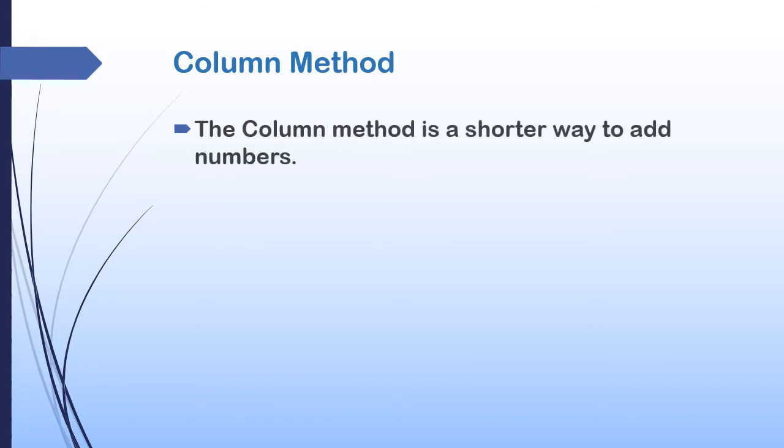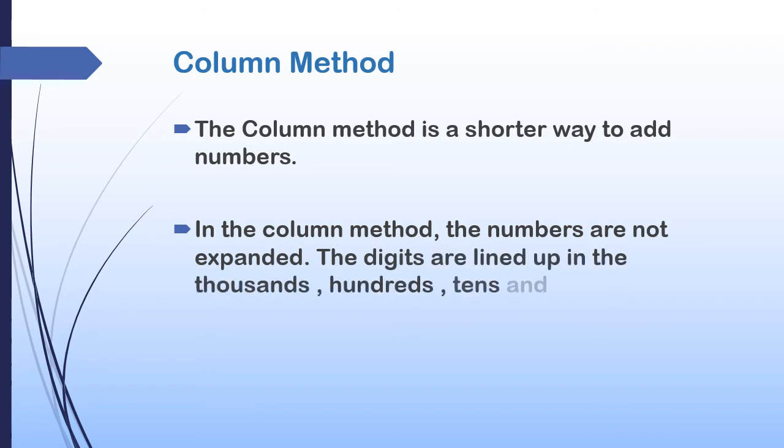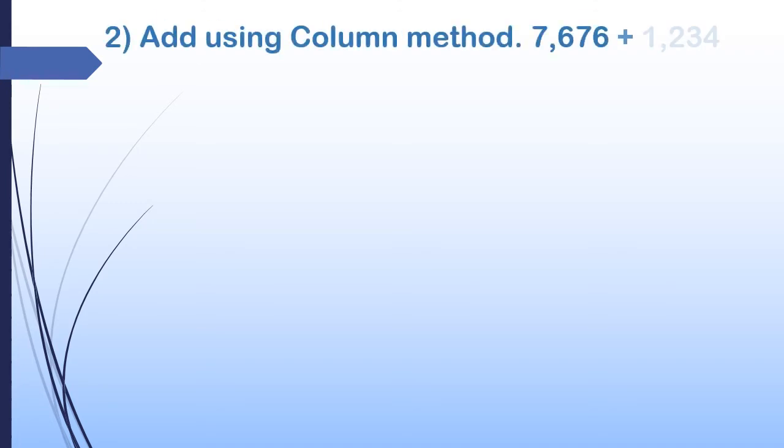Okay, now column method. So the column method is a shorter way to add numbers. Okay, this is a shorter way. So in the column method, the numbers are not expanded. The digits are lined up in the thousands, hundreds, tens and ones column. Okay, here we no need to expand the given numbers. Okay, now we'll do one example. Add using column method the same number which we have done in expanding form method.